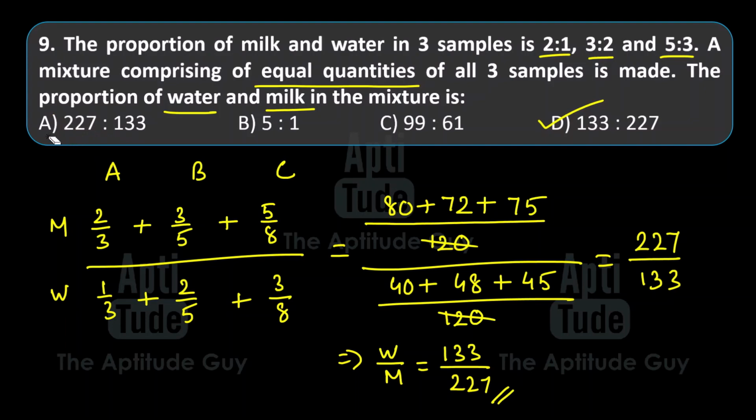Now if you look at option A, it is big is to small. Option B also big is to small. Option C also big is to small. Only option D is small is to big. So obviously this will be the answer because we are looking for water and milk. So if you thought in that way, you don't have to calculate anything over here. But yes, again, that depends on the options that you have.